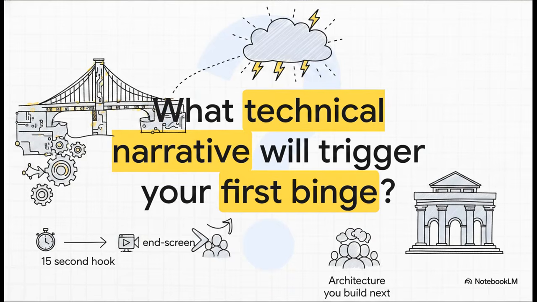Now that you hold the exact blueprint for a sovereign infrastructure video strategy, from the crucial 15-second hook all the way to the explicit end screen, it's time to build your own bridge and capture your audience. So I'll leave you with this. What highly technical narrative will you construct to trigger your first algorithmic binge?